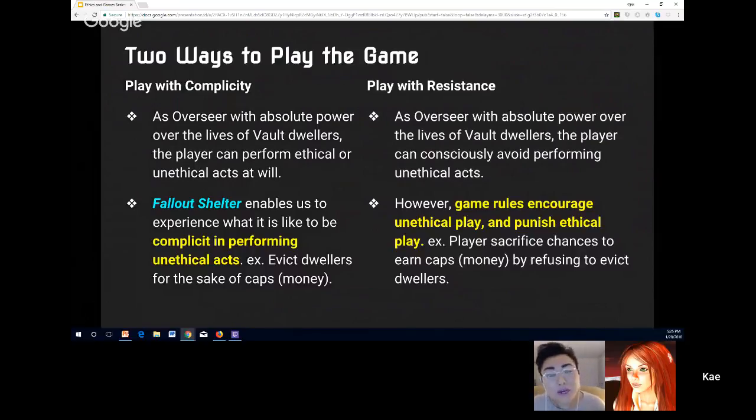Now, the other way to play this game is to play with resistance. Knowing that you can perform ethical or unethical acts, you decide to be ethical. But you do get punished because of the way the game is designed. For example, you might sacrifice chances to earn more money by refusing to evict dwellers. So there are the two primary ways to play this game. Please go next.